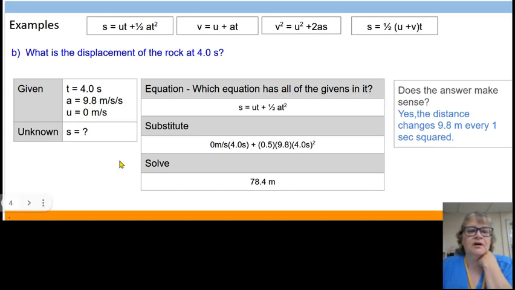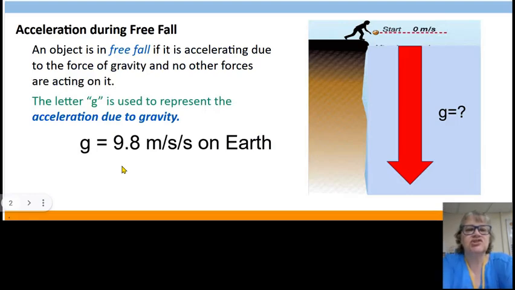Okay. All right. So to sum it up, acceleration during free fall is called acceleration due to gravity. The constant number, that number will never change and you have to memorize it. g is equal to 9.8 meters per second squared on Earth. Okay. It can be different for different places: Mars, the moon, Jupiter, outer space. Okay. So just keep that in mind.